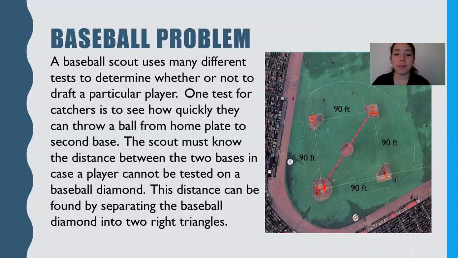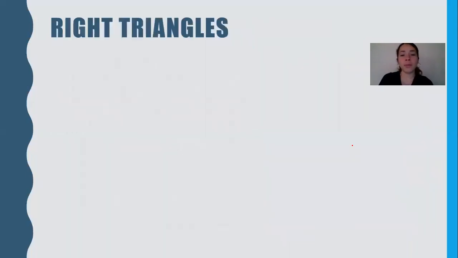This distance can be found by separating the baseball diamond into two right triangles. Notice this is a triangle and this is a triangle, and these are right angles. That will help us find this distance. We'll come back to this problem after our lesson once we're able to solve it.